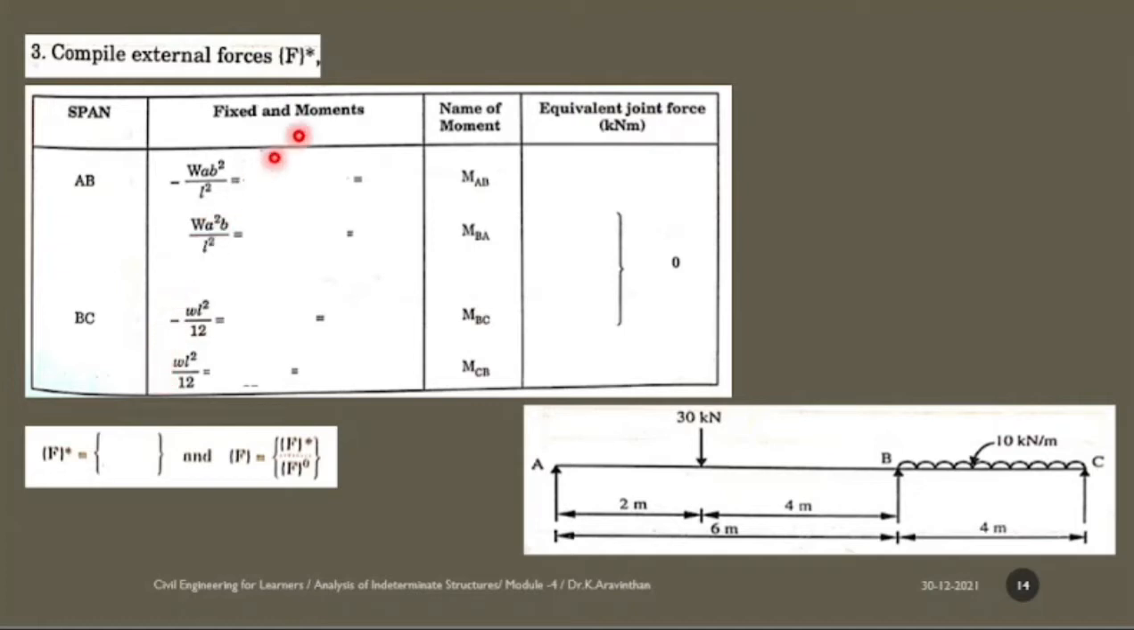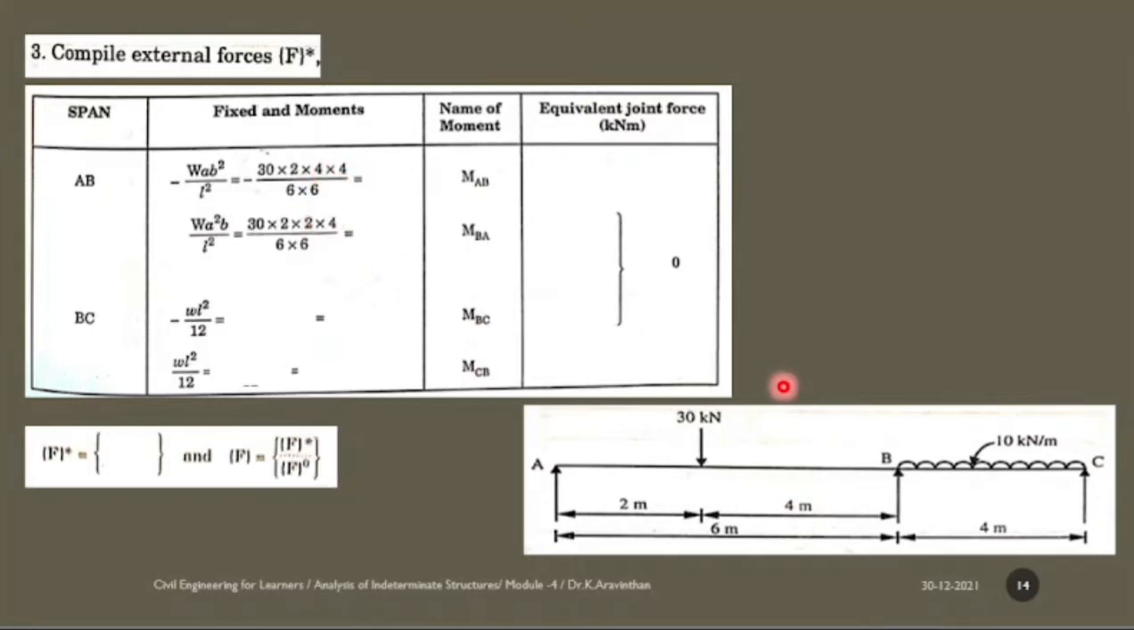So you have to find the fixed end moment. Fixed end moment for span AB, you will be having 30 into A is 2, B is 4. So B square will be 4 into 4 divided by 6.